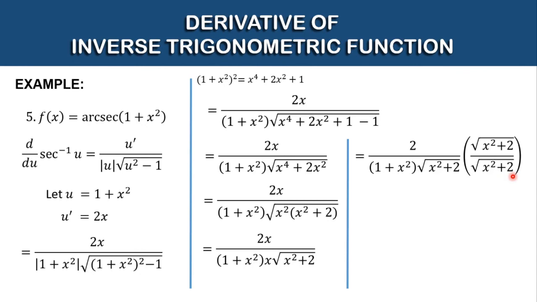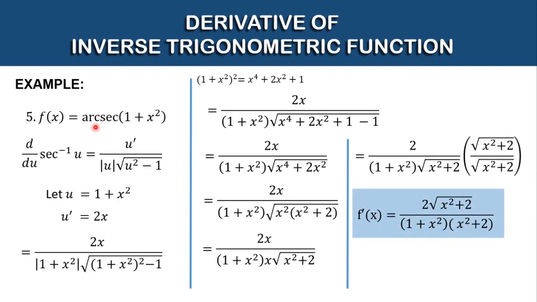And this will give us, so 2 times square root of x squared plus 2, then all over quantity 1 plus x squared times quantity x squared plus 2. So ito ay nagmula dito sa dalawa. Kapag pinag-multiply natin, makakancel yung ating radical sign. And this is the derivative of our given function.